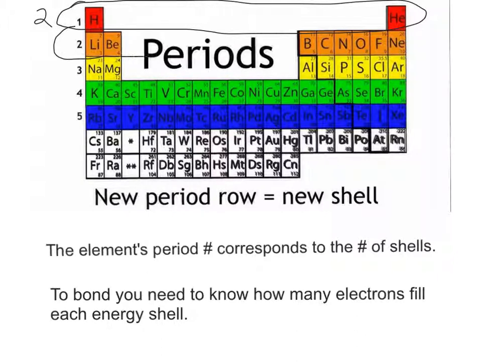Lithium to neon are in the second period, and they need 8 valence electrons to be a full shell. So they're always looking to be filled at 8. Sodium to argon are in the third period, and for our purposes, 8 is full there as well. So we're always looking, if you're an element, to be full. What does it need to be full?